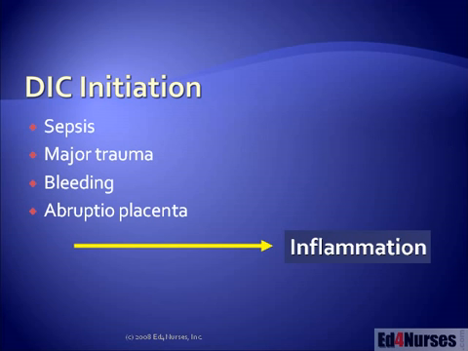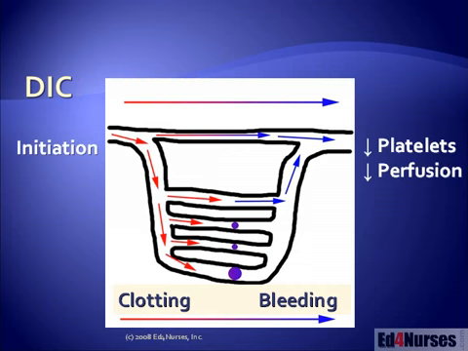Now, clotting is the part here that's going to lead to DIC. So we have an initiating factor, one of these things listed here, sepsis, major trauma, bleeding, or abruptio placenta, which is causing this inflammation. Inflammation then causes the patient to have clotting. So let's move down to the capillary level here and take a look at what's happening. On the left-hand side of your screen, we have those initiating factors that are causing clotting. In the capillary network, we've got all these little microclots that are occurring.